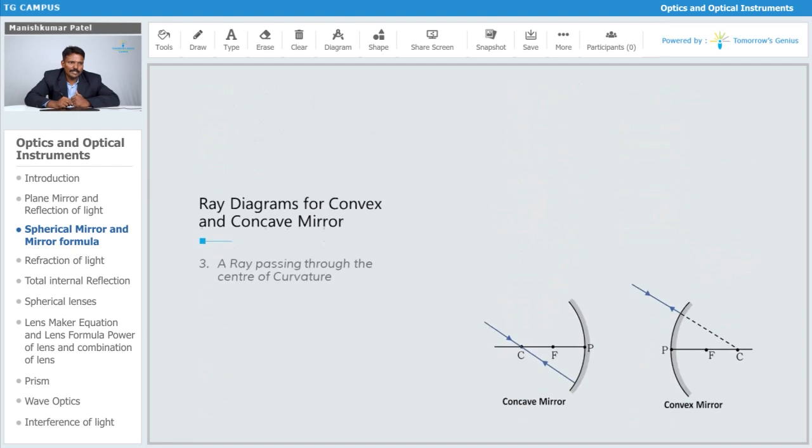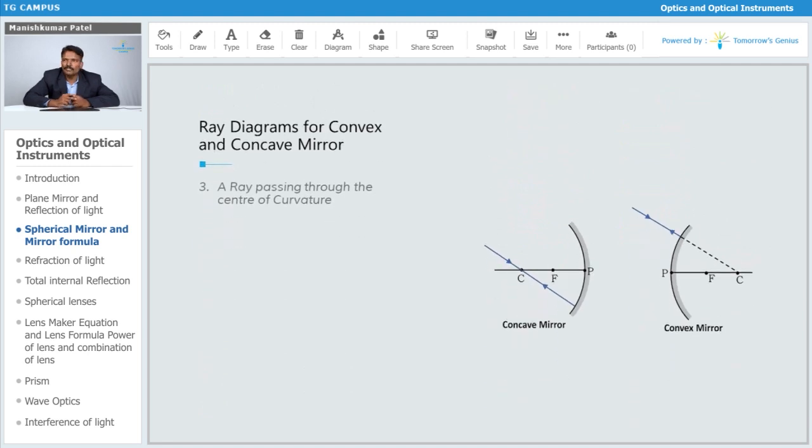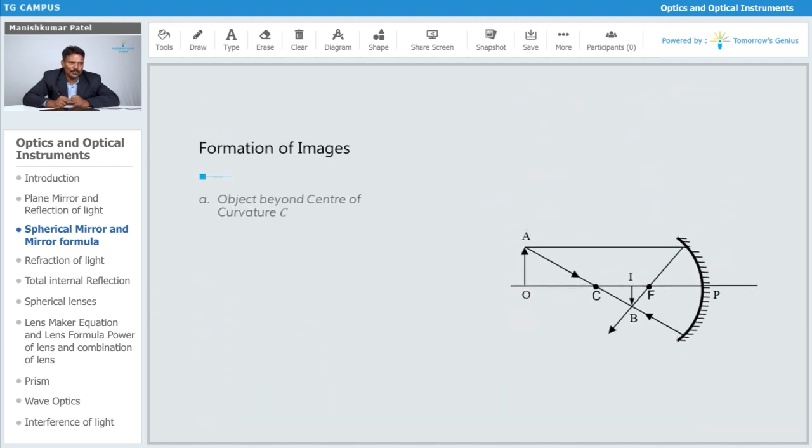The third rule: if the ray passes through the center of curvature, it will retrace its path as it is, which I have shown again. It is just going to retrace, like the reflection of light on a plane mirror. If it travels along the normal, it will get reflected back. Similarly over here, if it passes through the center of curvature, then it will retrace its path as it is. This is what I have shown over here.